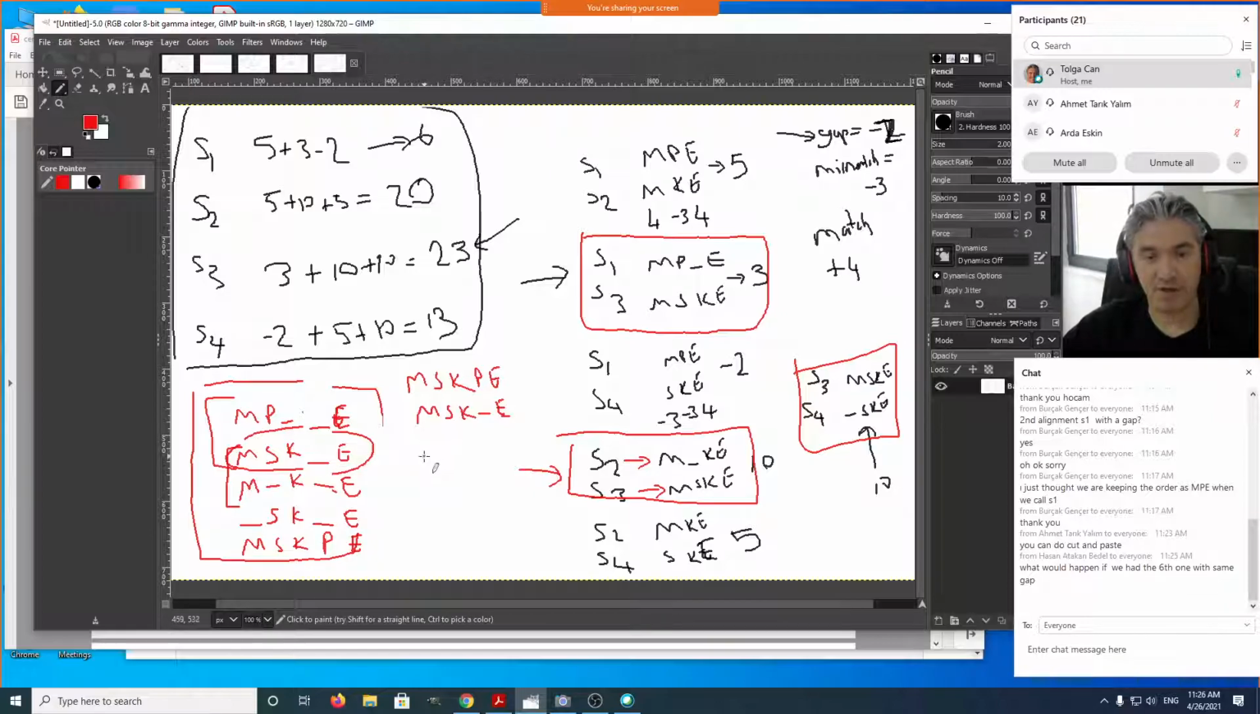So imagine we have another sequence, for example, SKPE. Imagine my sixth sequence is SKPE. If its alignment to MSKE is this, I'm just going to write it like this. There's a gap against here, SKPE.